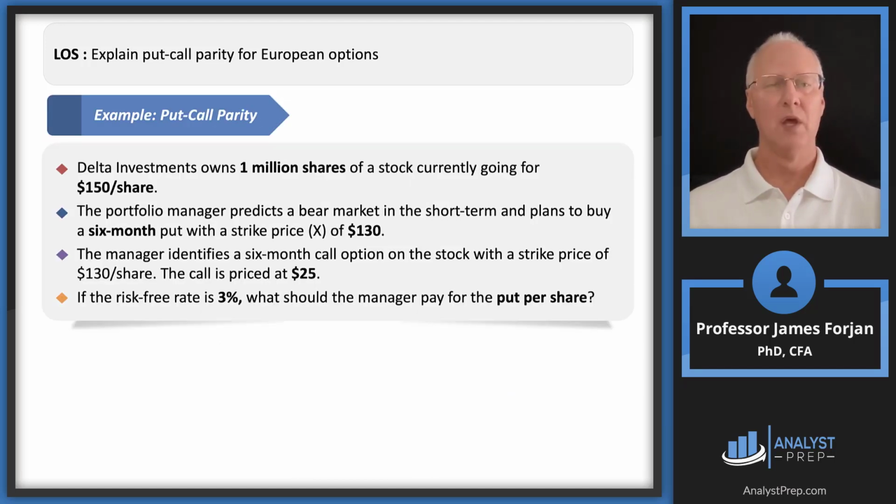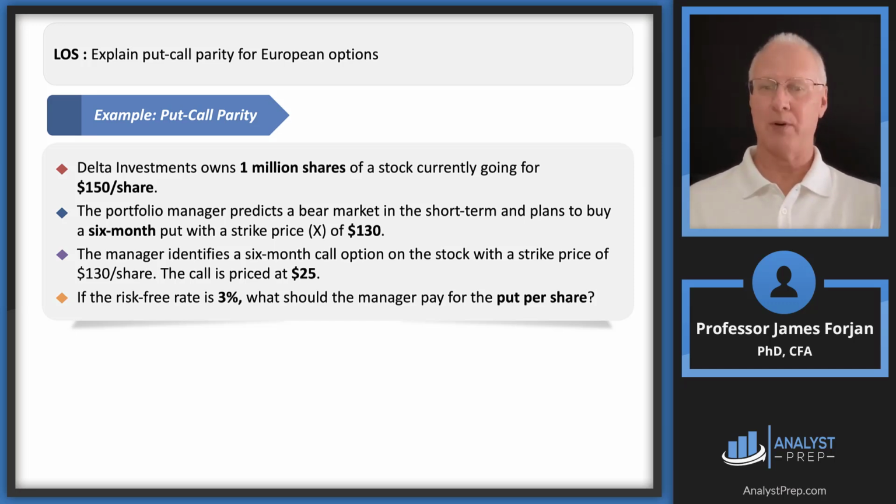So as always, we try to take you through an example to bring the academic theory behind put-call parity and all the other topics that we talk about to a better and more clear picture to help you answer these questions on the exam. All right. A million shares, $150 a share. We're predicting a bear market. Plans to buy a 6-month put option with an exercise price of $130. So essentially, we own the shares. We're buying the put option, so that's a protective put.